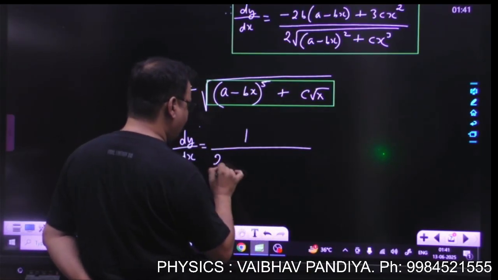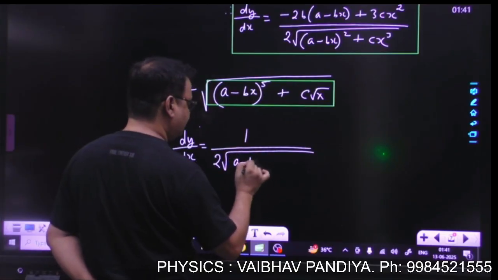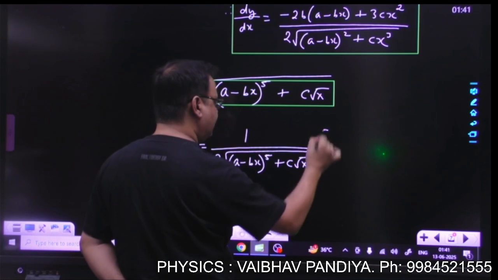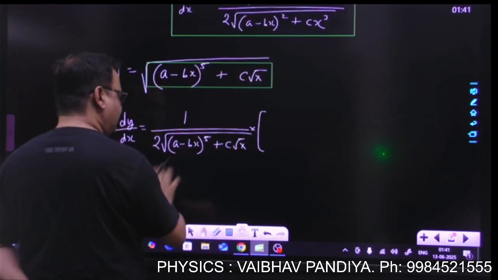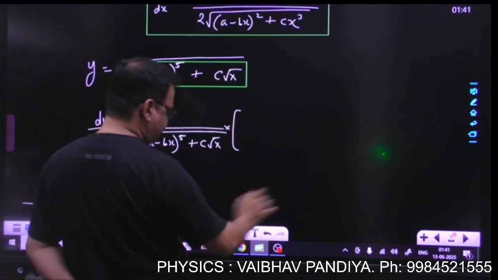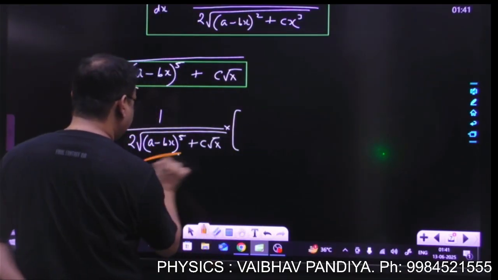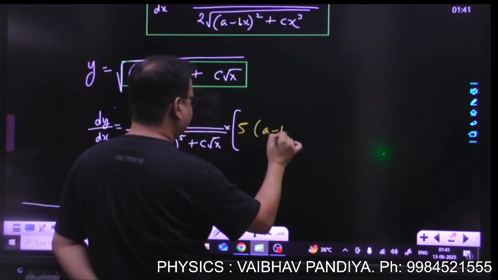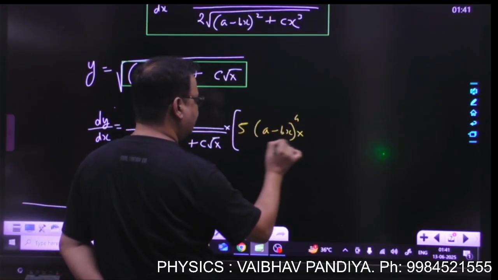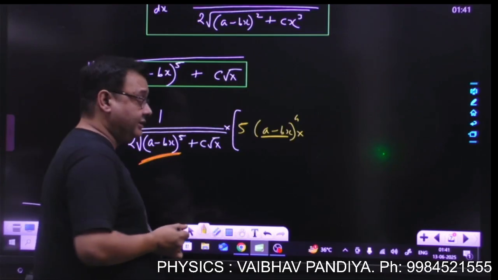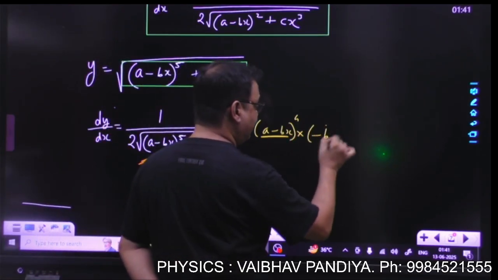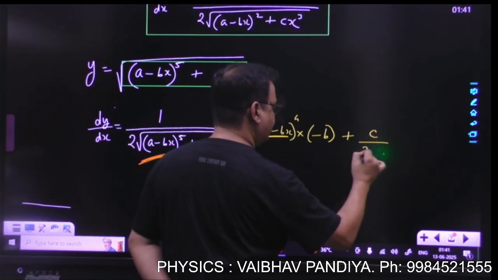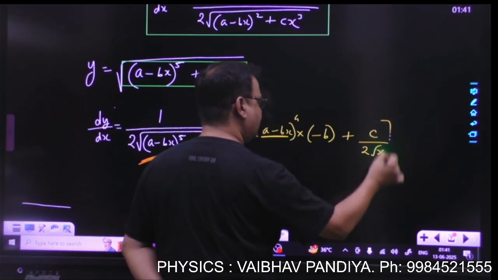So you'll get 1 by 2 root of the same thing, a minus bx to the power 5 plus c root x, multiplied by, come outside, multiply this with the derivative of the argument. So first you will differentiate this, and again you will apply the chain rule. It has a power of 5, a minus bx to the power 5 minus 1 is 4, multiplied by the derivative of this. So a will have a derivative of 0, minus bx will have a derivative of minus b, plus c will remain c, and the derivative of root x is 1 by 2 root x. So this will be your final answer.